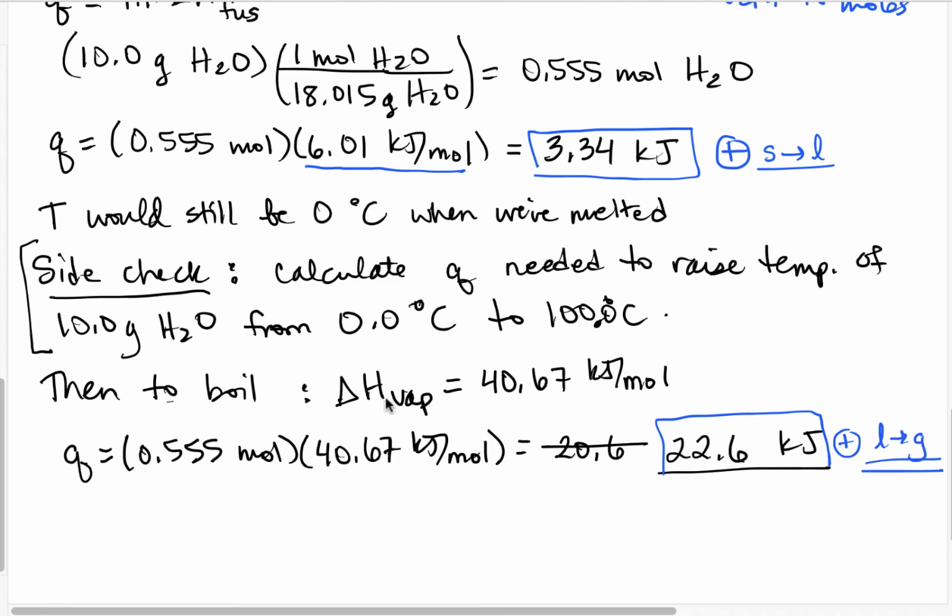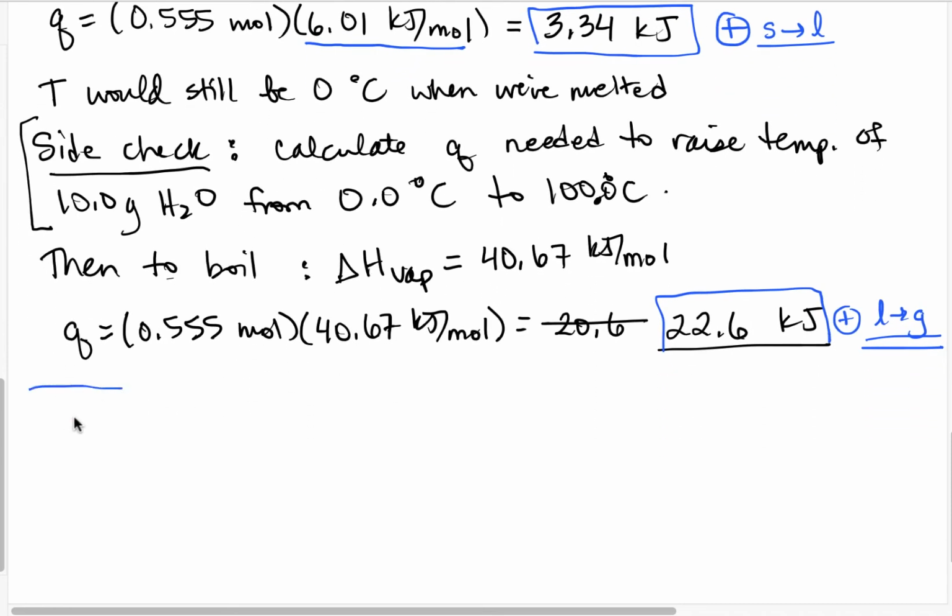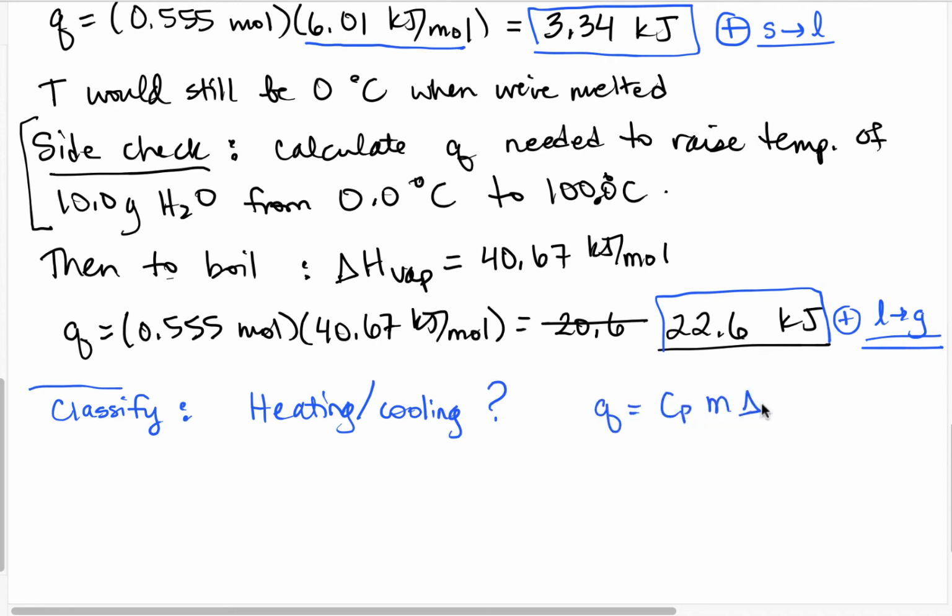So what you should know by now is that when you see a problem that's involving heating and cooling or anything involving energy, you should take a look and classify it. Classify the steps, classify what's happening in this problem. Is it heating and cooling? If so, we're going to need this equation. If you see a change in temperature, that's a sure sign you've got some kind of heating and cooling going on.